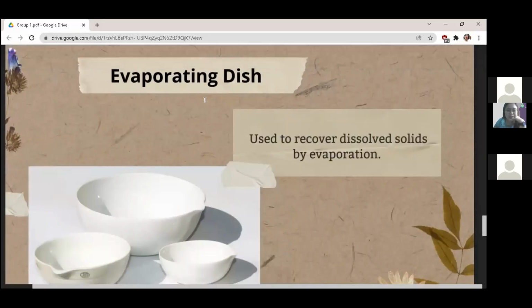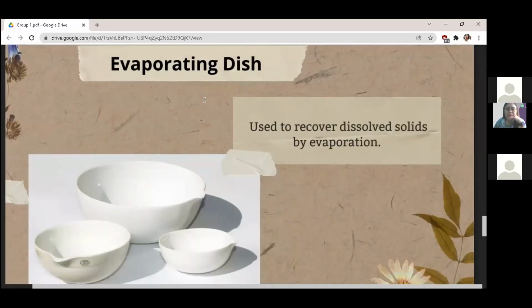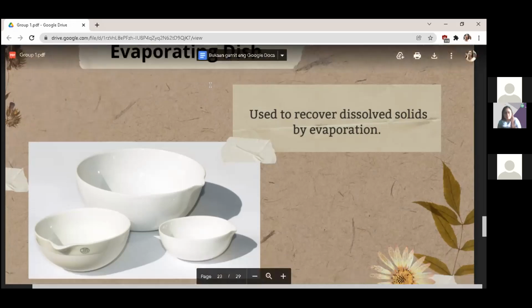Next. And then we have the evaporating dish. From the name itself, I believe you are very familiar with this. Everything that we want to evaporate will be placed here. And then we will just place the whole evaporating dish with the sample on top of the Bunsen burner, or we can even use the hot plate for this, as long as our purpose is to evaporate our sample.